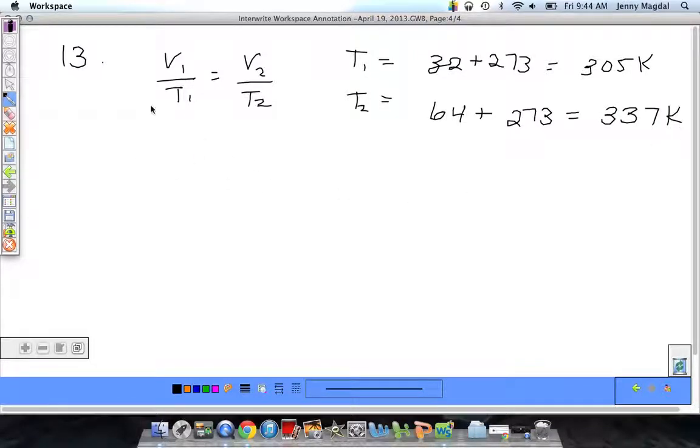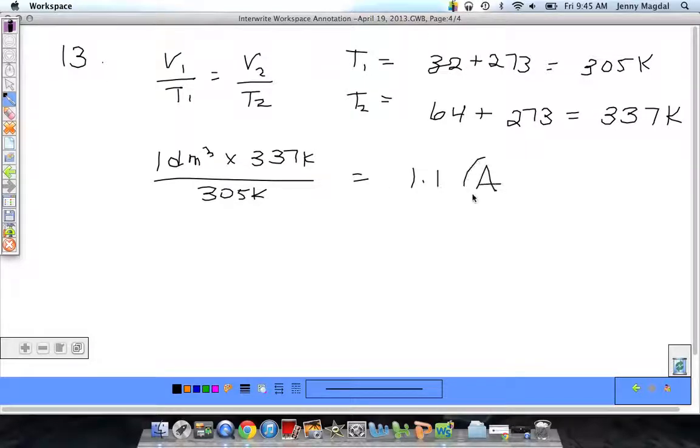Our volume is decimeters cubed for the first one, so I have 1 decimeter cubed times my T2, which is 337 Kelvin, divided by 305 Kelvin, and I get my answer 1.1, which is A. Okay, 14 is a regurgitation, it's C.